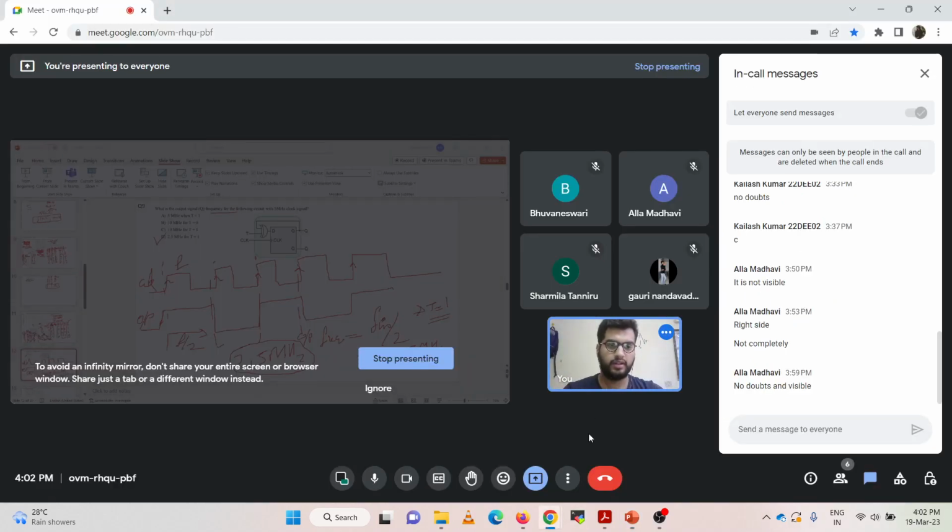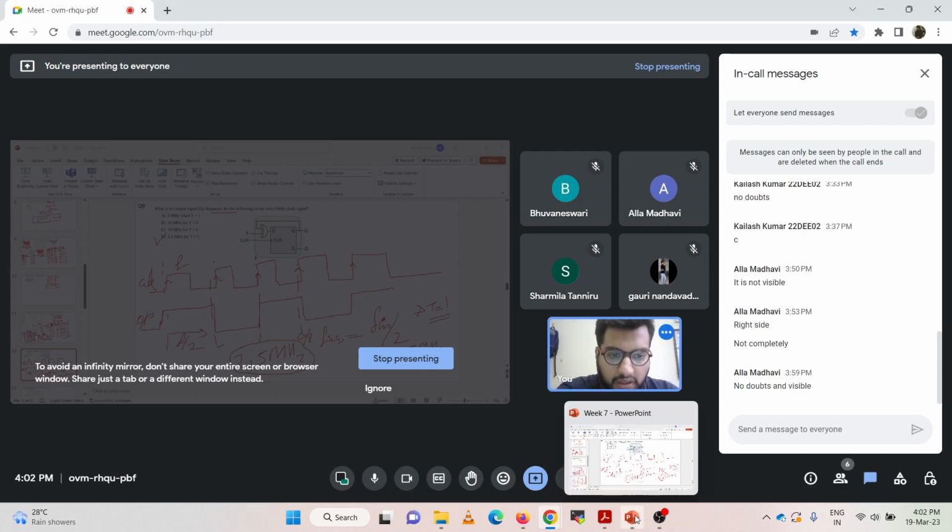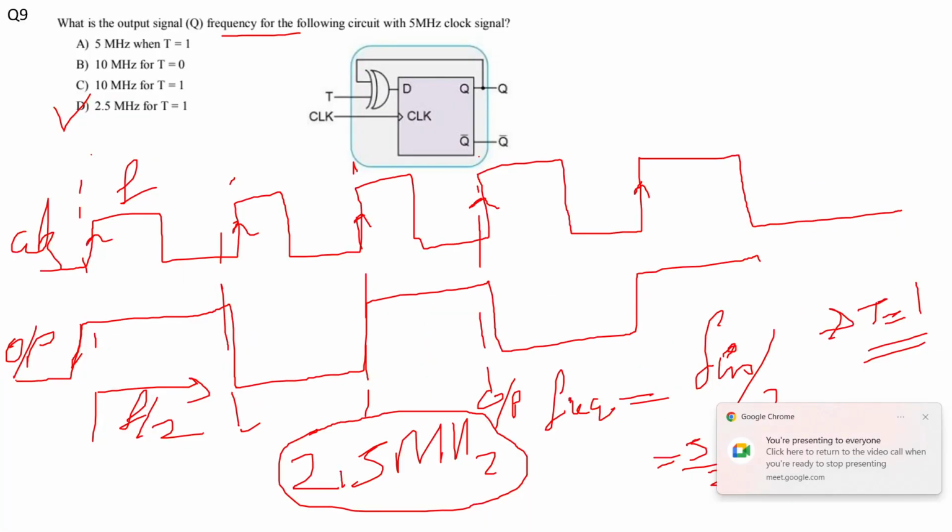Any doubts in here? So I presume there are no doubts. So kindly confirm after the problem is solved if there are any doubts. I don't want you guys to remain silent if there are any doubts. Otherwise, I'll just assume that there are no doubts. So let's just move forward to question number 10.